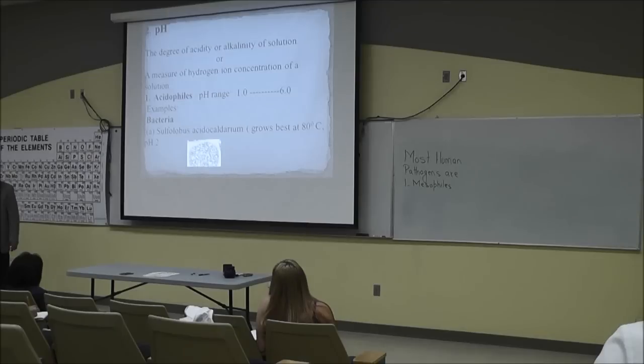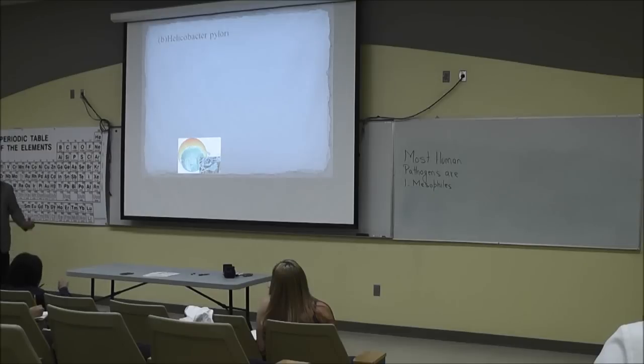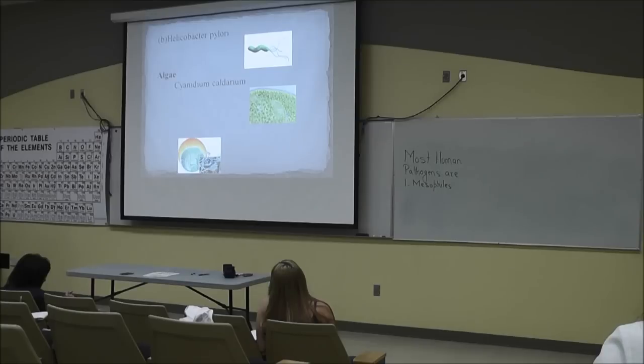This is how it looks like. H. pylori. This is the one that's the human pathogen. That's how it looks like. Okay. Algae. There are some algae that are acidophiles. Cyanidium caldarium. That's how it looks like.